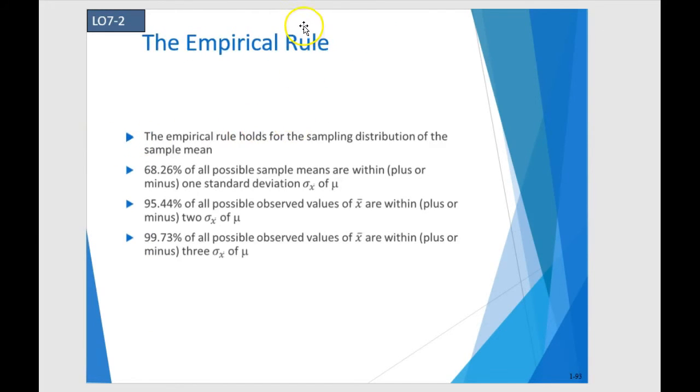Okay, so yeah, the empirical rule holds. So if you recall the empirical rule from the last few chapters, within one standard deviation of the mean we have roughly 68% of all of the data points. Within 2, roughly 95% of all the data points. And within 3, 99.73%. Okay.